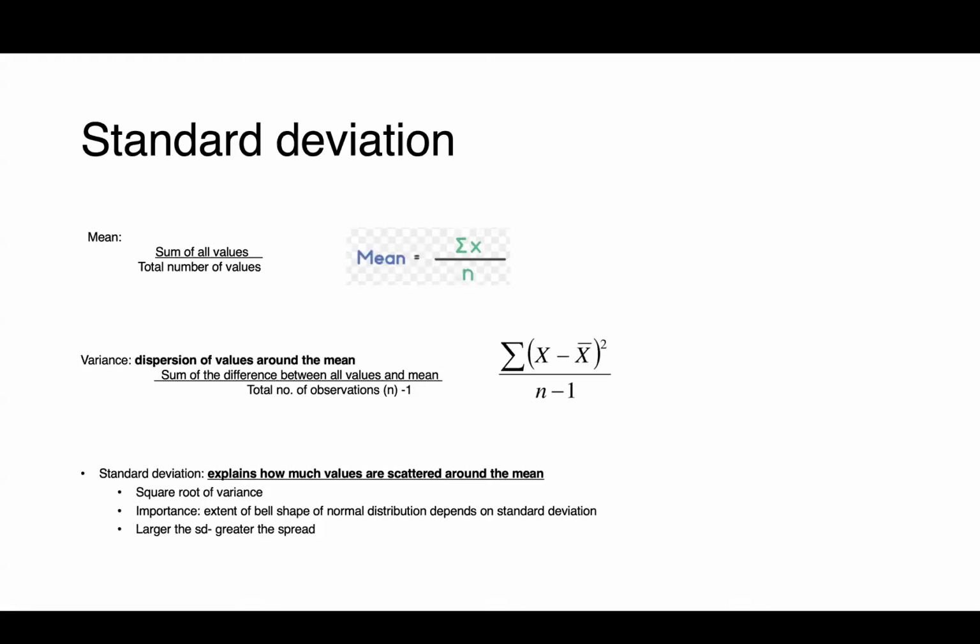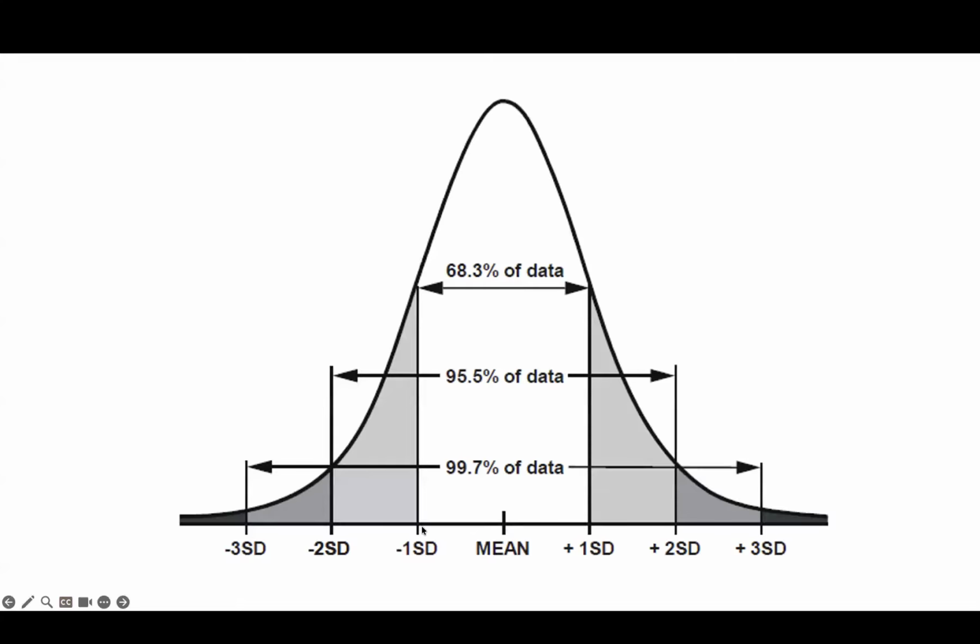Standard deviation explains how much values are scattered around the mean. It is the square root of variance. The importance is that the extent of the bell shape of the normal distribution depends on the standard deviation. So the larger the standard deviation, the greater the spread. Here you can see, you can classify it as 1 standard deviation, 2 standard deviation, and 3 standard deviation. Actually, 2 standard deviation is what is taken in most of the studies, where it includes 95% of data, that is confidence interval of 95%. And 3 standard deviations is around 99%, and 1 standard deviation is only 68.3% of the data.